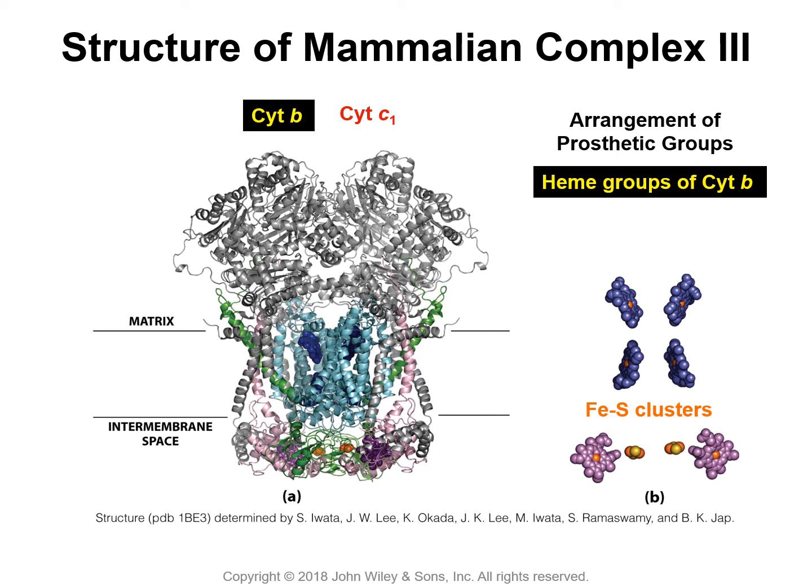Now, the arrangement of the prosthetic groups. The two heme groups of cytochrome B and the heme group of cytochrome C1 purple, along with the iron sulfur clusters, irons in orange, provide a pathway for the electron between the ubiquinol, which is located in the membrane, and the cytochrome C in the intermembrane space.